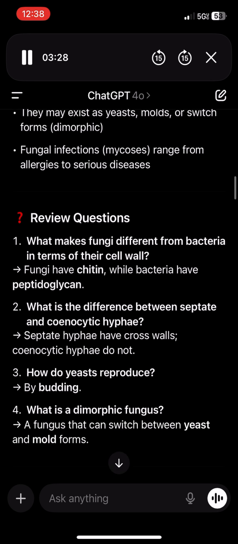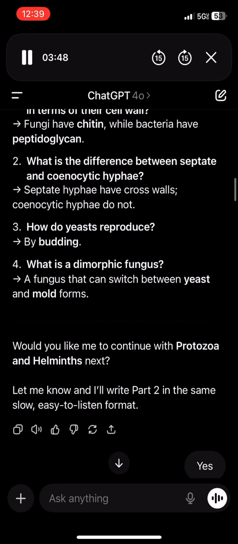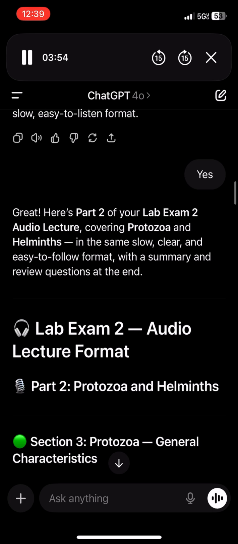Review questions. 1. What makes fungi different from bacteria in terms of their cell wall? Fungi have chitin, while bacteria have peptidoglycan. 2. What is the difference between septate and choanocytic hyphae? Septate hyphae have cross walls, choanocytic hyphae do not. 3. How do yeasts reproduce? By budding. 4. What is a dimorphic fungus? A fungus that can switch between yeast and mold forms.